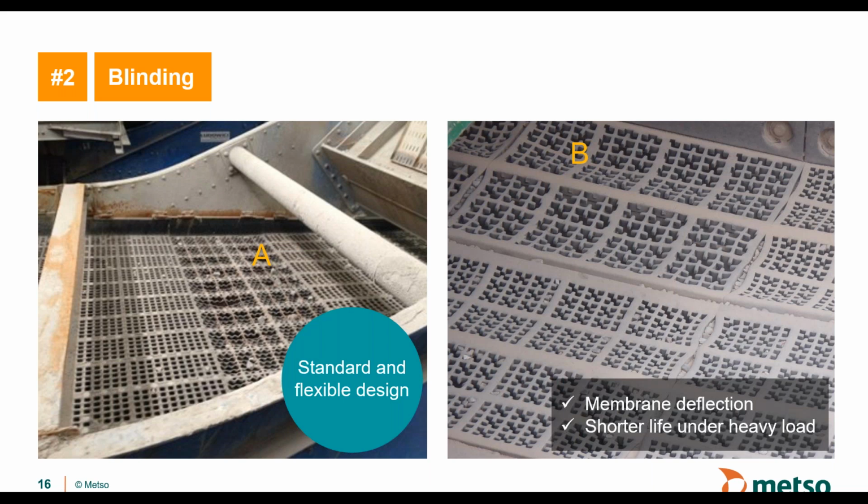And also, if you look at the picture on the right-hand side, location B along the sidewall, the broken membranes you see around the apertures make it more flexible, but on the other hand, the module cannot carry the same load as a standard module, and therefore you have to be careful with that as well, that the membranes may deflect and the screen might not be able to carry the same load as before.